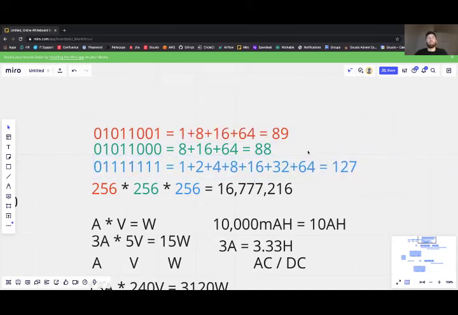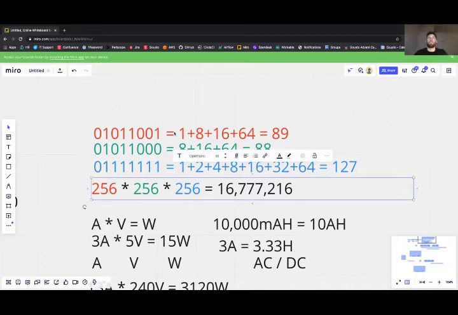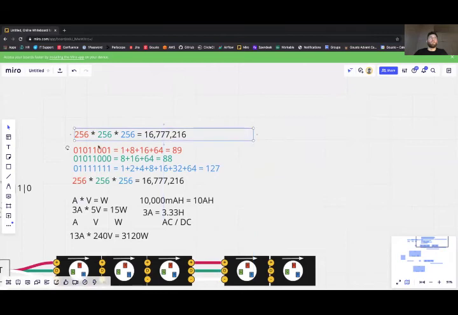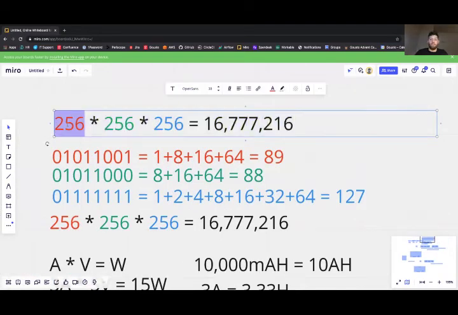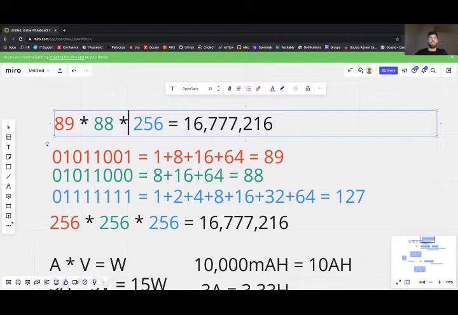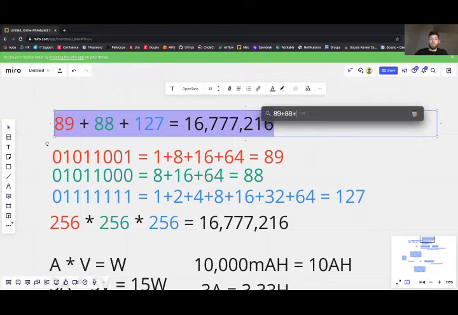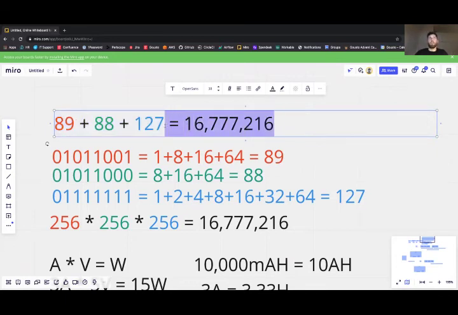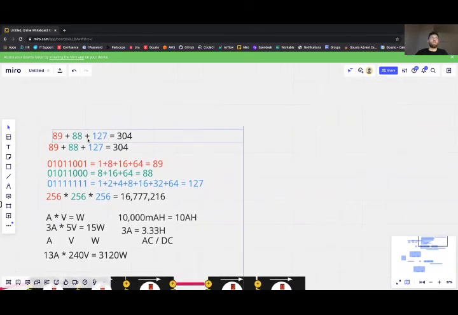Okay, now the relative amounts matter because we're mixing. So let's say what we're doing here is 89 plus 88 plus 127. We know that the maximum value is 255. So let's do this in relative amounts. 89 plus 88 plus 127 is 304, but the sum doesn't really matter. The sum governs the overall brightness, but it's the mixing that matters. So let's do this in relative terms.